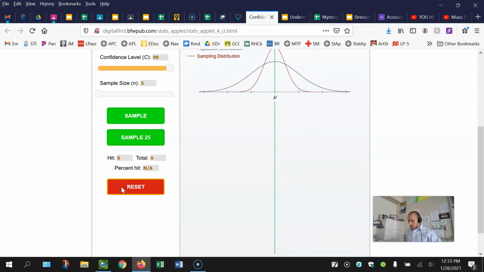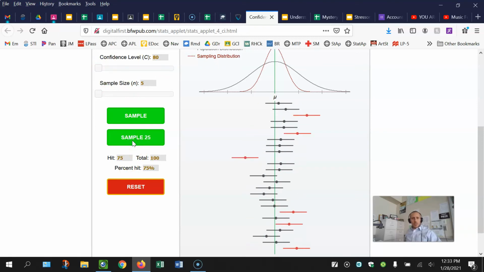So reset, 100 times at 80% confidence. My percent hit, or my capture rate here, is 75%. Definitely different than what it was before. Then it goes on to ask, what is the confidence level measuring? This is really the big takeaway. The confidence level is measuring the capture rate of the parameter. What percent of these confidence intervals that you're creating should capture the parameter?